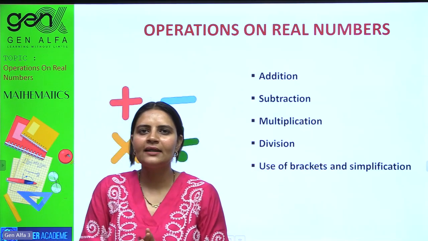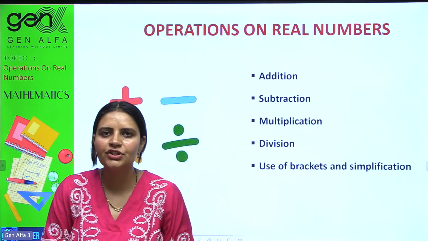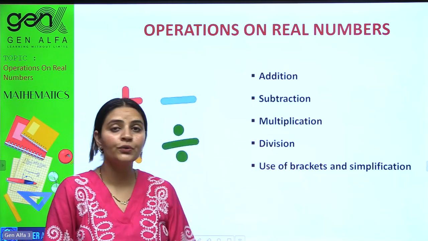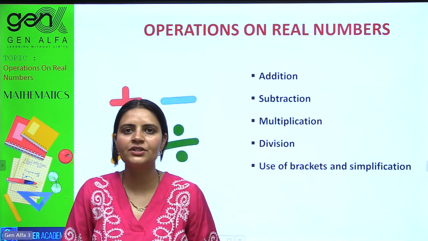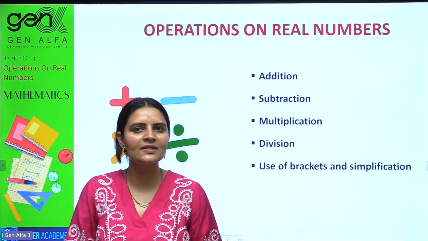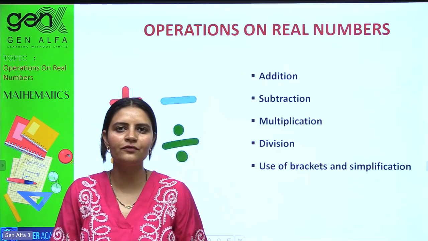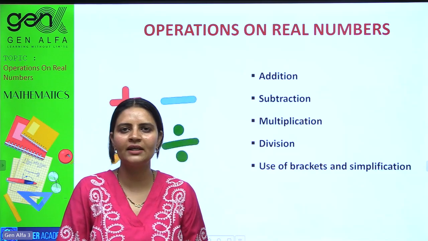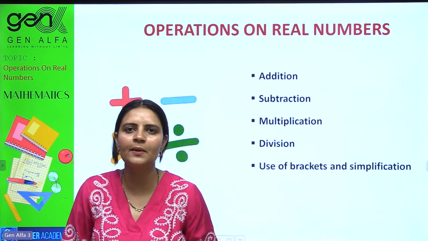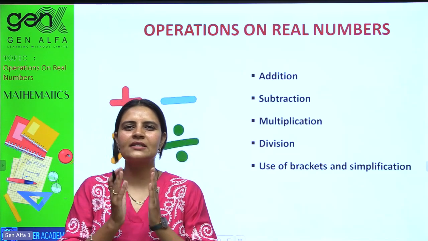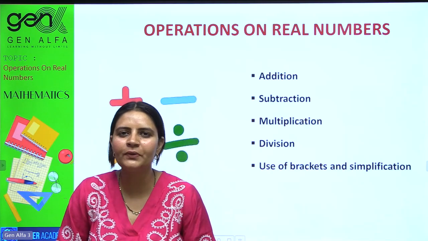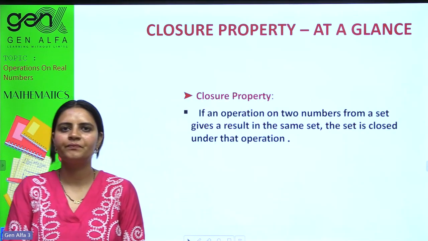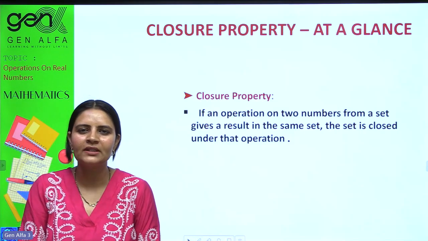So yes, these are the basic operations: addition, subtraction, multiplication, division, use of brackets and simplifications. As we already know BODMAS: B for bracket, D for division, M for multiplication, then addition followed by subtraction. So let's just start with our first property. What is that property? Closure property.